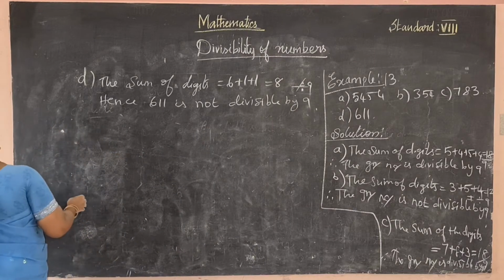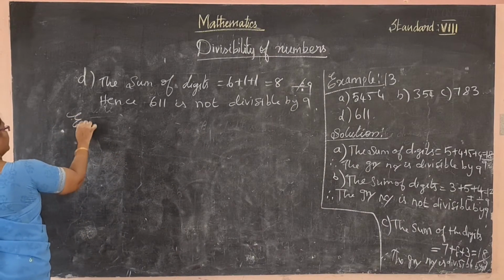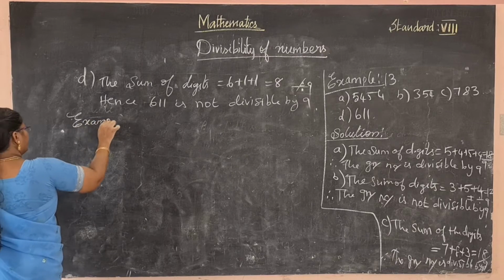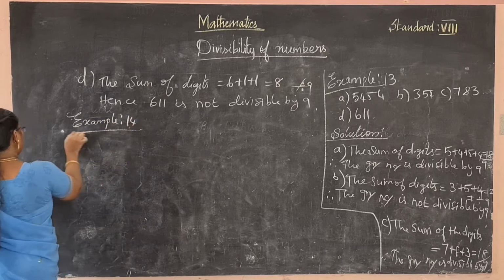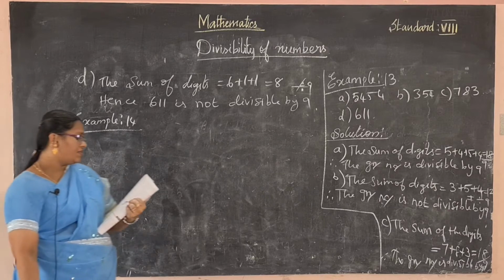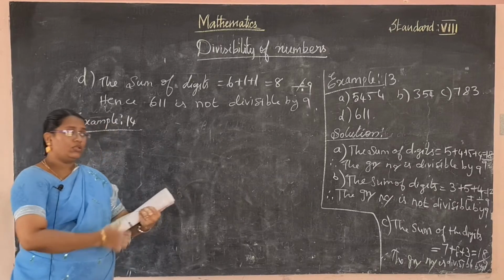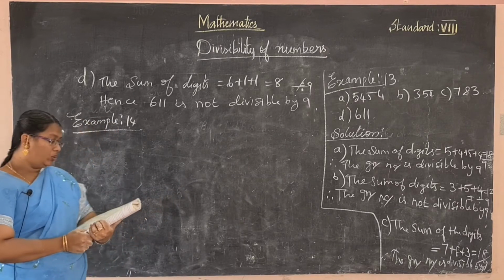And next one, example 14. Which of the following is divisible by 2 and 3 both? 2 and 3 both.